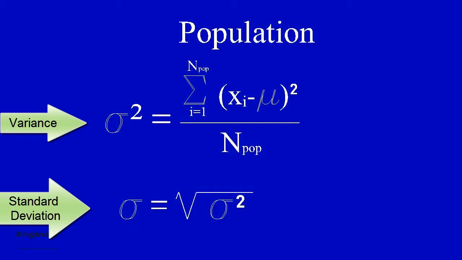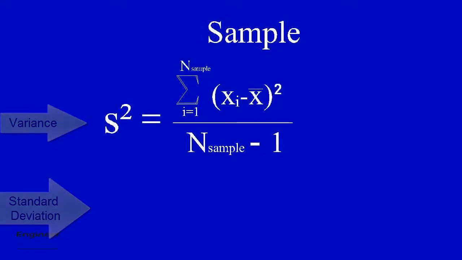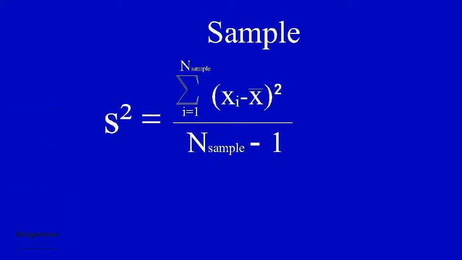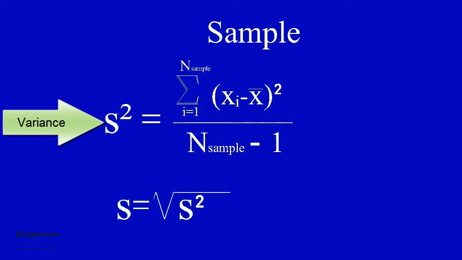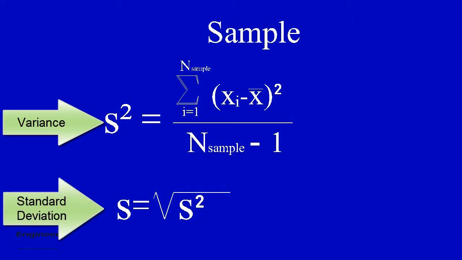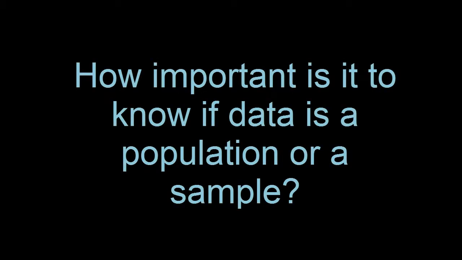Let's now see how the statistics for a sample are different. The letter S squared is used to denote the variance of a sample. The variance of a sample is equal to the summation of each data value minus the sample mean squared divided by the number of data values minus 1. The standard deviation of a sample is denoted by the letter S and is equal to the square root of the variance. So, how important is it to know if the data is a population or a sample?